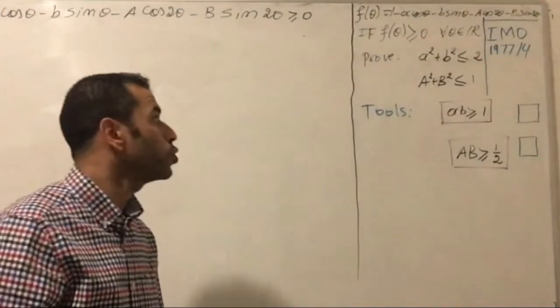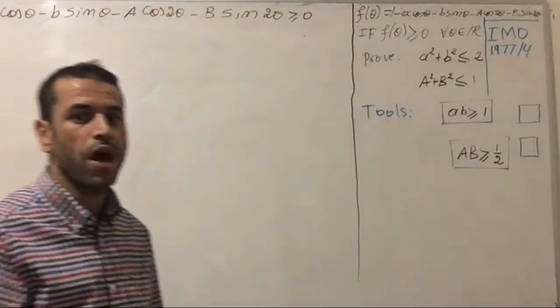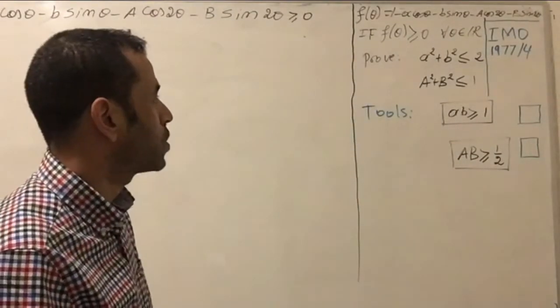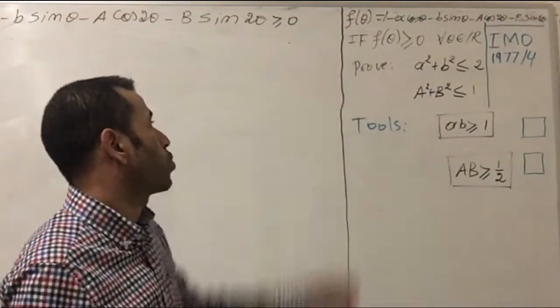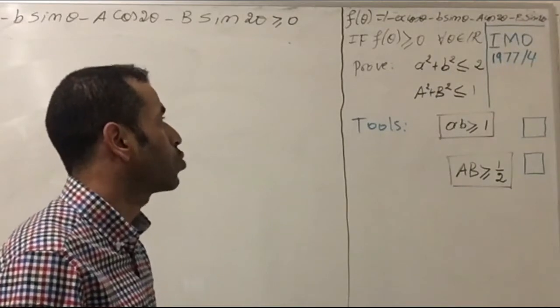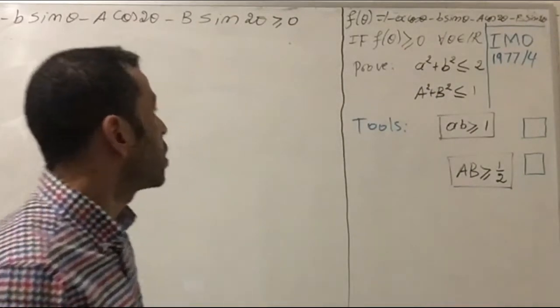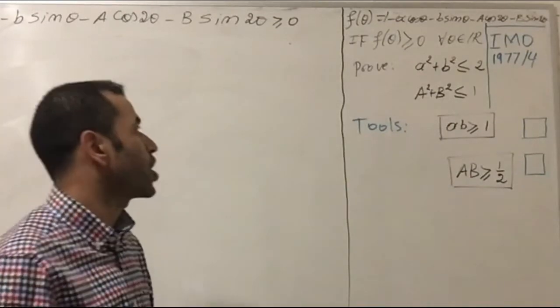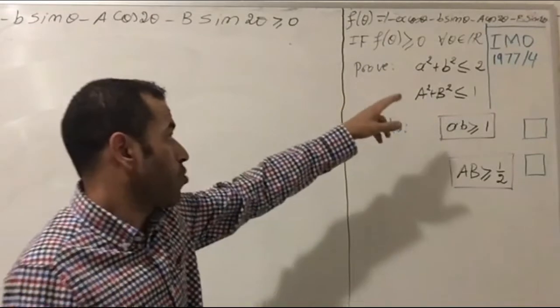In today's video, I'm going to do a very interesting problem of the International Mathematical Olympiad of 1977, problem number 4. If we have f of theta equal to 1 minus a cosine theta minus b sine theta minus capital A cosine 2 theta minus capital B sine 2 theta, and this condition, f of theta superior or equal to 0, theta a real number.